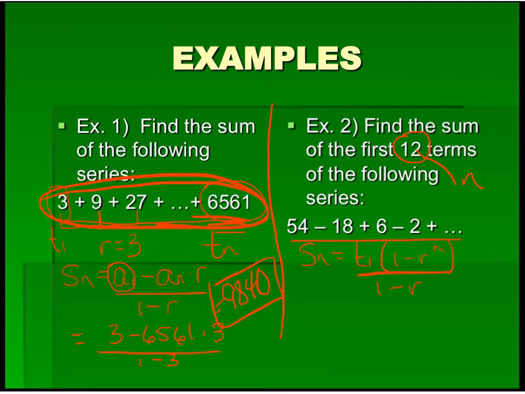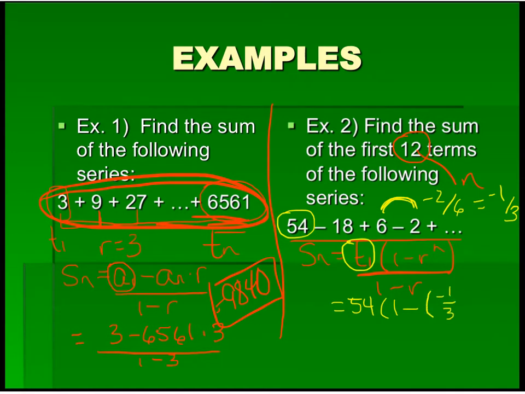Maybe I should switch colors here. Keep using this red. I don't know what else will show up well here, maybe yellow. We know our first term here is 54, so I'm going to fill that in right here. So it's 54 times 1 minus, I forgot to find my ratio. You can always get the ratio by doing a term divided by the term before it. So I'm going to use these small numbers here. Negative 2 divided by 6 is negative 1/3. So my ratio is negative 1/3. I want to put that in parentheses since it's a negative.